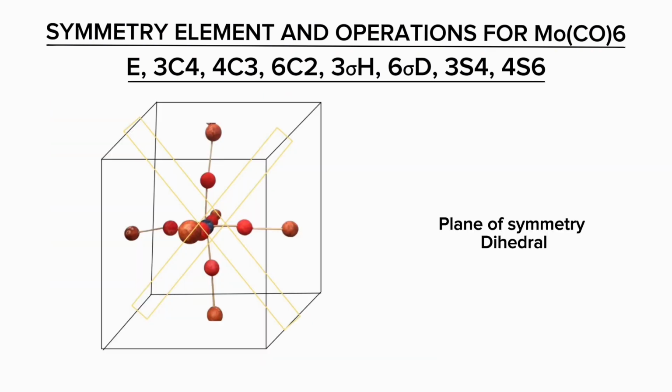The other plane of symmetry is dihedral. There are 6 sigma d in this octahedral point group's molecule. These sigma d extend along the principal axis. 2 atoms on one side of the molecule are related by reflection to 2 atoms on the other side of the molecule. There are 2 sigma d extending along each of the 3 axes, for a total of 6.